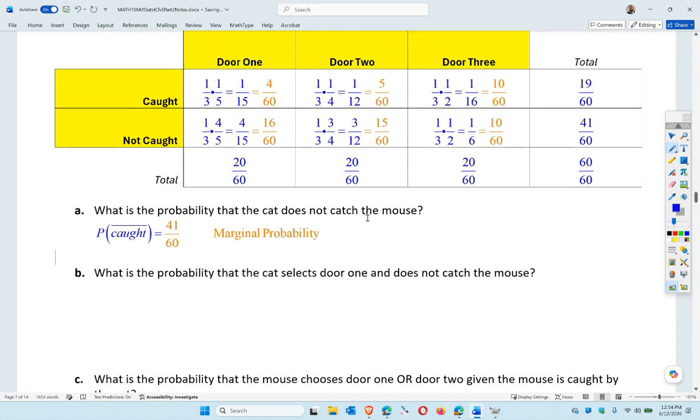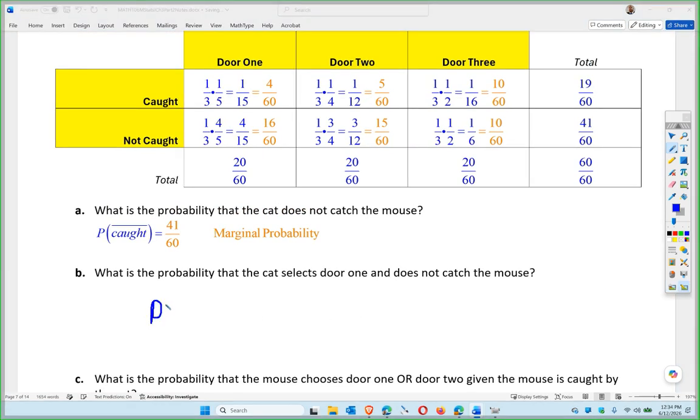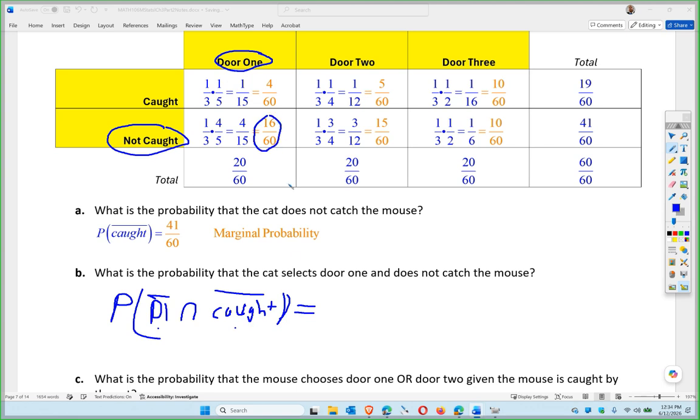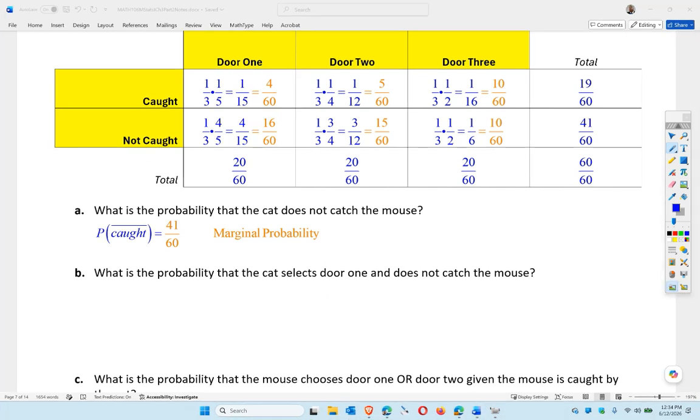So let's say we want to do door 1 and not caught, depending on your tense that you're using when you ask the question. Okay, so that is a joint probability, because it's both two things, an and. So door 1 and not caught would be this one right here. So 16 out of 60. And again, you can divide it by this if you want. Won't make any difference because it's already accounted for. So that's a joint probability because it involves two, correct? An and.